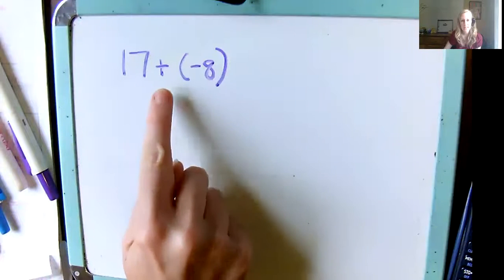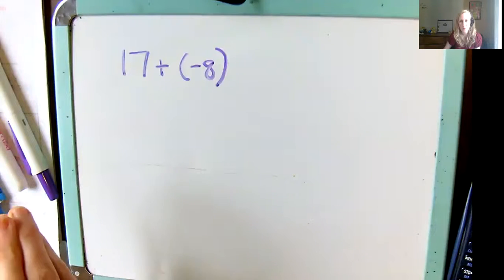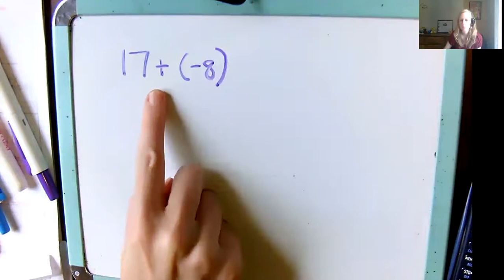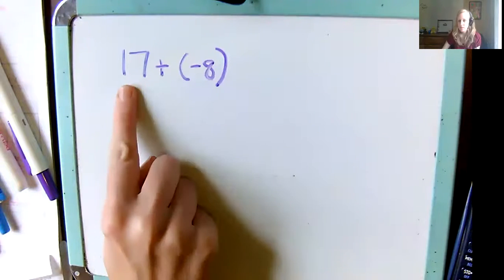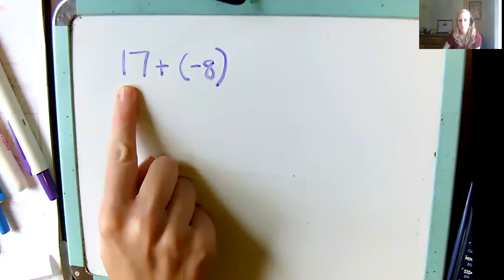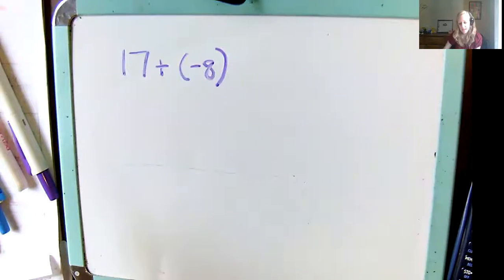Okay, let's work these out together. Our first example says 17 plus -8. Ask yourself, what operation am I doing? We're adding. Ask yourself, are my signs the same or different? What kind of 17 is this? Positive. What kind of 8 is this? It's negative. So we're going to use the second part of our song.